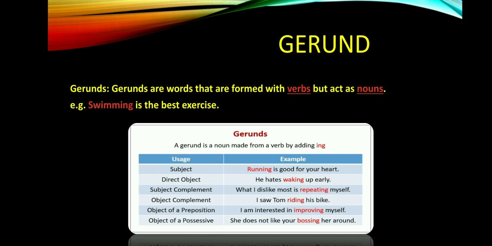Sometimes this can also be a direct object. For example, he hates waking up early. So he is subject, hates is verb, and waking is a gerund which is acting as direct object. See the next example. It can also be used as a subject complement. What I dislike most is repeating myself. So it is complementing the subject.